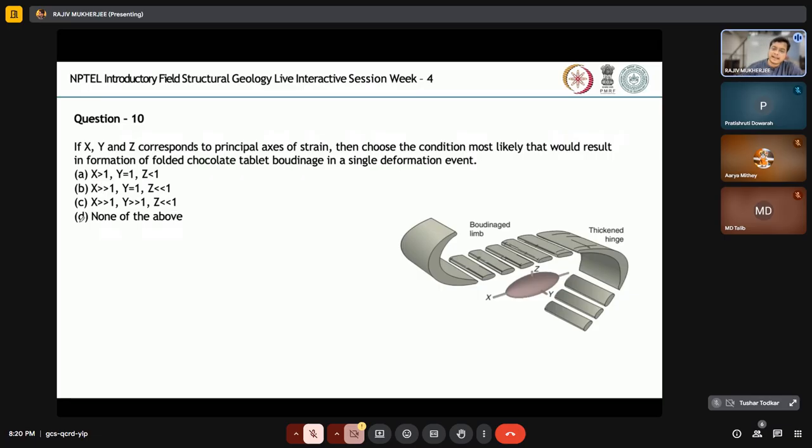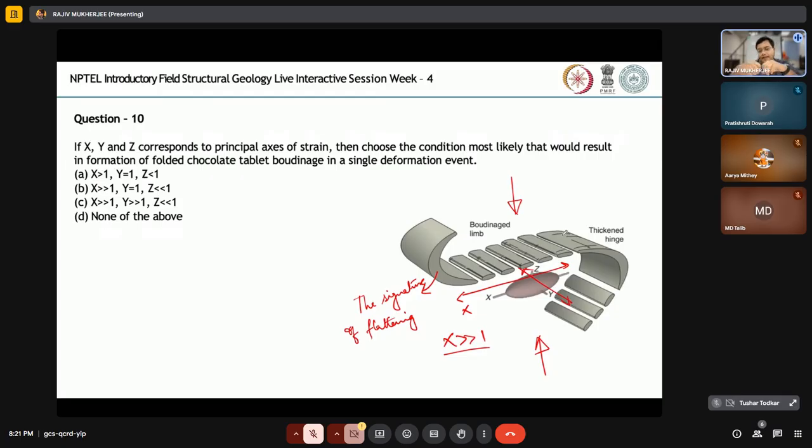So as you can see in the strain ellipsoid here, this is the x direction. So x is likely very, very greater than 1. And if you just follow, everything is getting flattened across this fold, and that is why you are getting thickened hinge. Right, so that is why you're getting the thickened hinge, and that means y is also stretched equally, and that is how individually the aspect ratio is maintained.